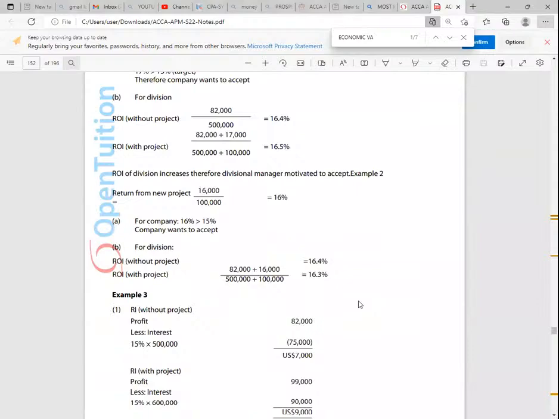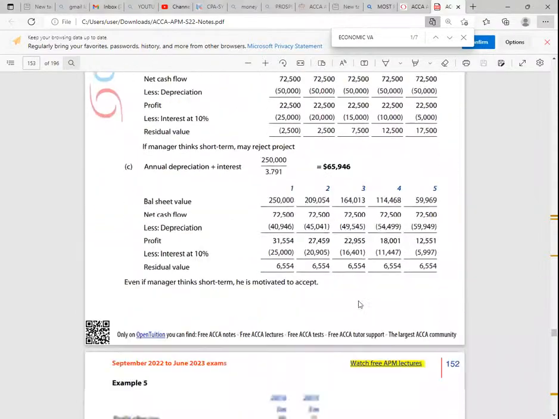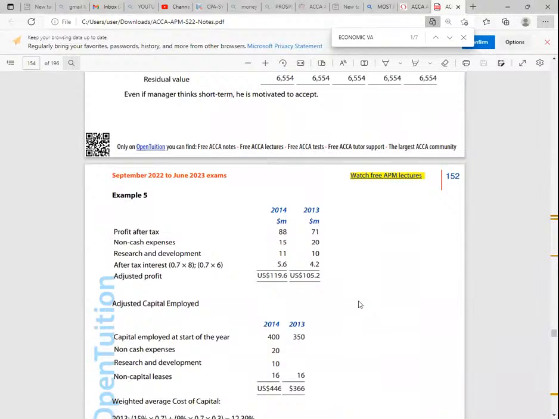Yes, you can now check the NOPAT that these guys have so that we don't make mistakes. You can see the NOPAT here for 2013 is 105.2, and then the other one is 119.6. We need to clap for ourselves. At least we have been able to master something.